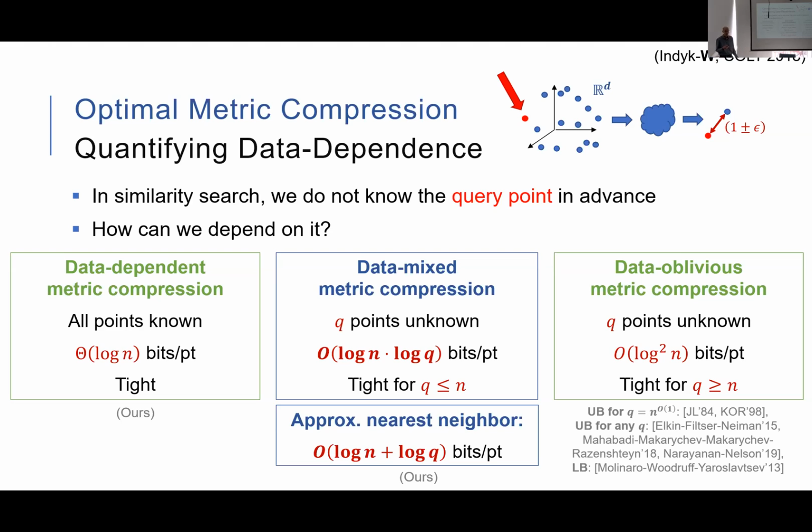So if you only want the identities of your nearest points and not the distances to those points, then you can get a better compression rate of only log n plus log q bits per point. This is better than oblivious compression, even in the regime where the unknown portion of the data exceeds the known portion. And this is the smallest known data structure for approximate nearest neighbor search in high-dimensional Euclidean spaces.